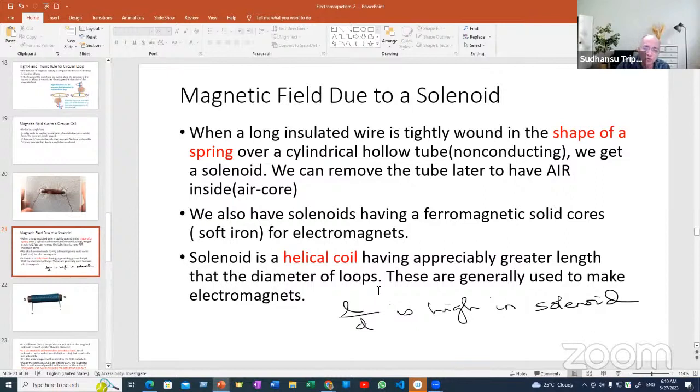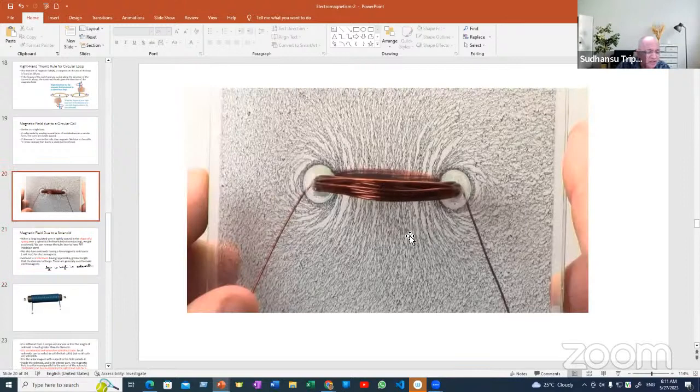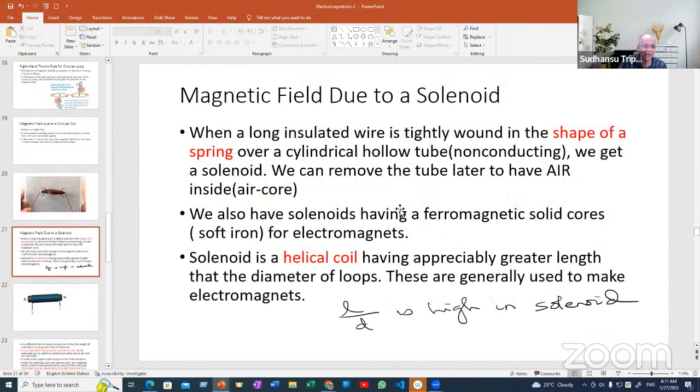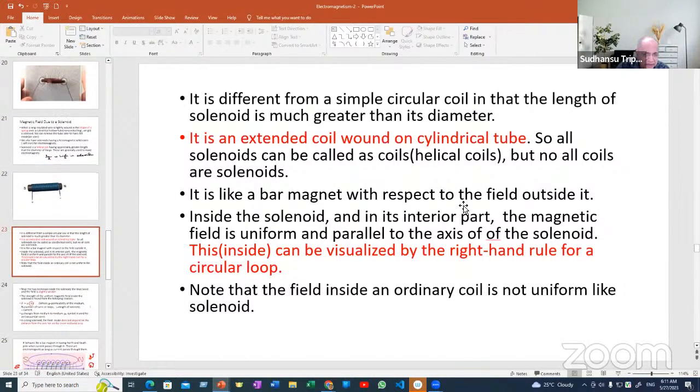Solenoids are used to prepare electromagnets, powerful or less powerful, mostly. This is the length upon diameter. For a solenoid, the L/D ratio is large, but for a coil, the L/D ratio is very small. This is the length of the coil, and the diameter is very large. So that is used in armatures and other devices, but the solenoid is for getting electromagnets.